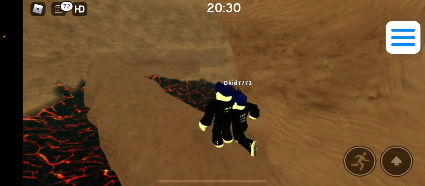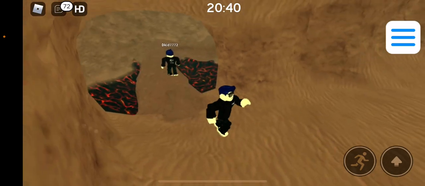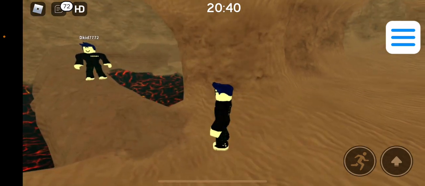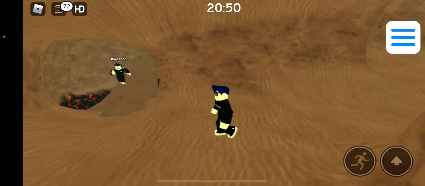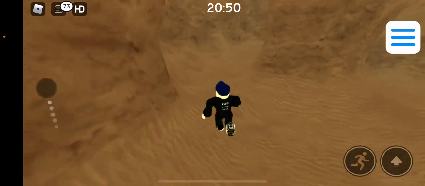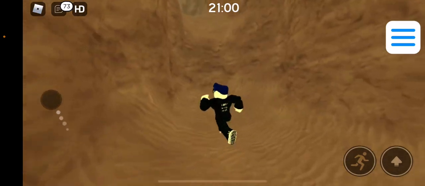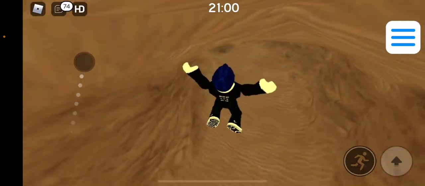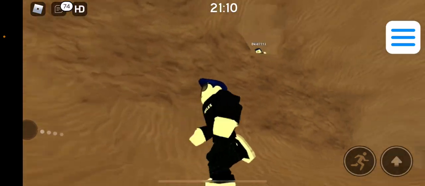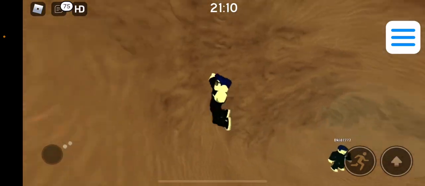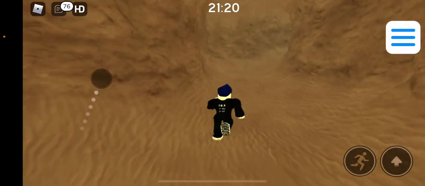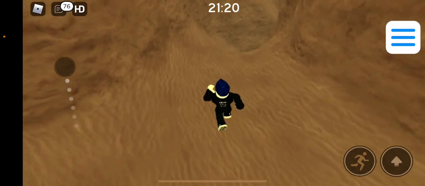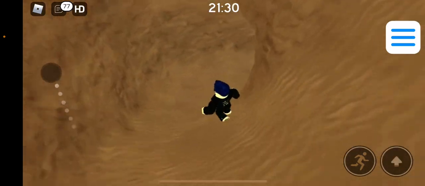And that's all there is. No chest there. And I'm about to show you guys the last chest location, which is the 10th one. So you want to go this way.